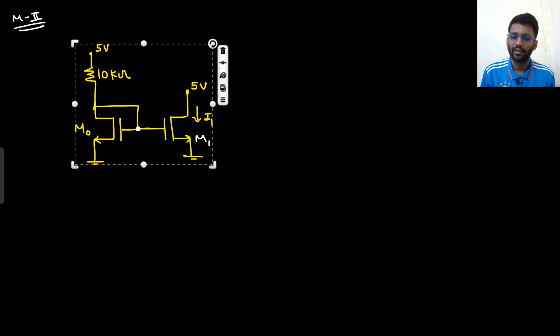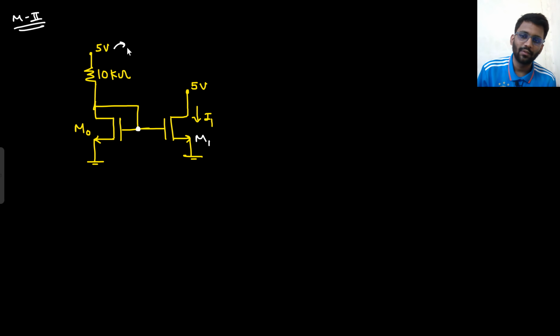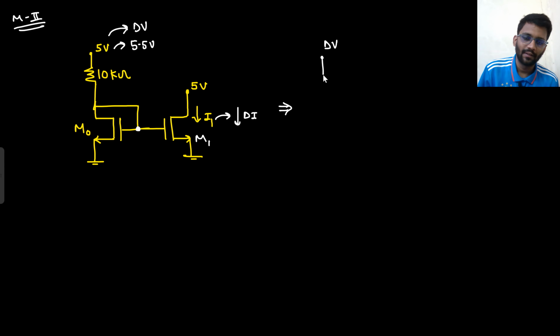So this was your circuit. Here your V was going from 5 to 5.5 volt. So there is a change, delta V, and because of that there will be some change in the current, that would be delta I. So how can I make this circuit? So this is your delta V. That is a small signal because the change is 0.5 volt. That you can consider as small signal.